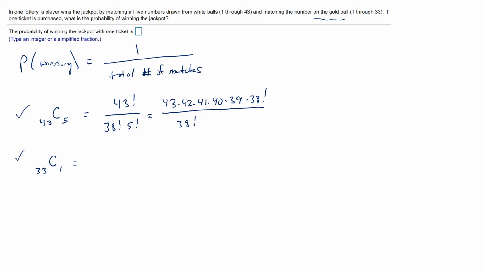5 factorial is equal to 120. So we could just write 120, or we could write 5 times 4 times 3 times 2 times 1, right? It doesn't matter. If we know that 5 factorial is 120, it might be easier just to put the 120 there. And so those 38 factorials cancel out.